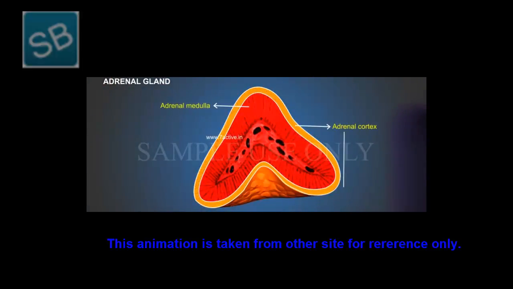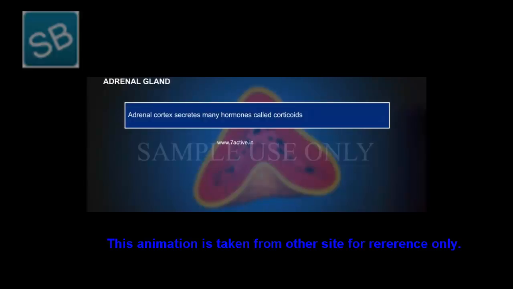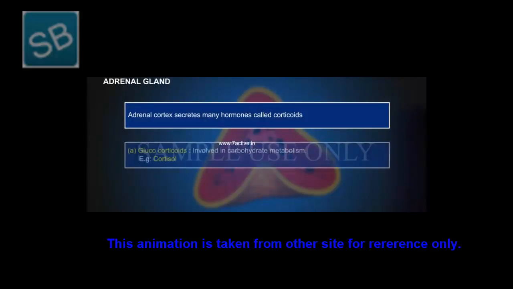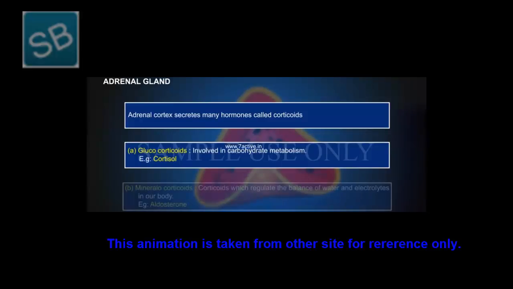The adrenal cortex can be divided into three layers: the inner layer, zona reticularis, the middle layer, zona fasciculata, and the outer layer, that is zona glomerulosa. The adrenal cortex secretes many hormones called corticoids. Example, glucocorticoids. These corticoids are involved in carbohydrate metabolism. Example, cortisol. The second example of corticoid is mineralocorticoid. These are the corticoids which regulate the balance of water and electrolytes in our body. Example, aldosterone.